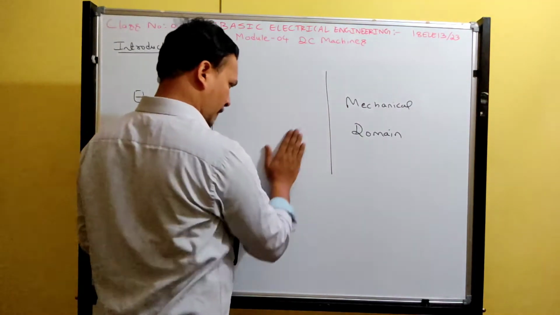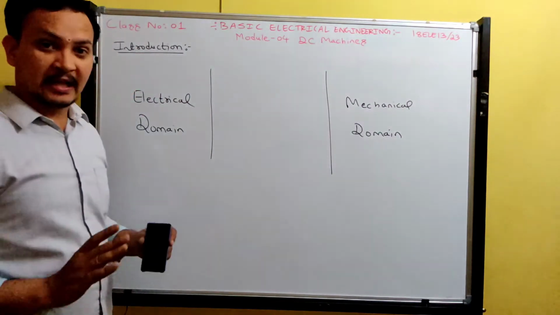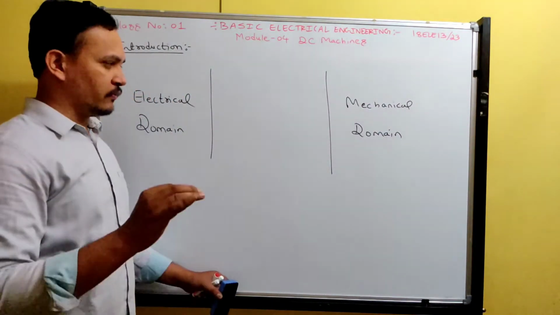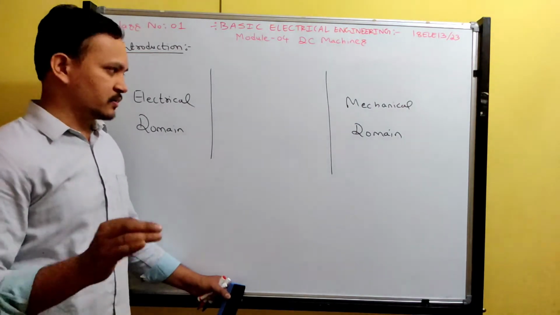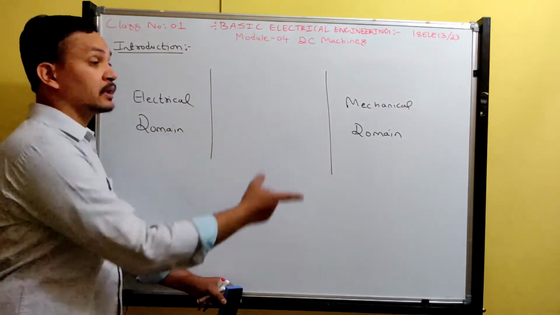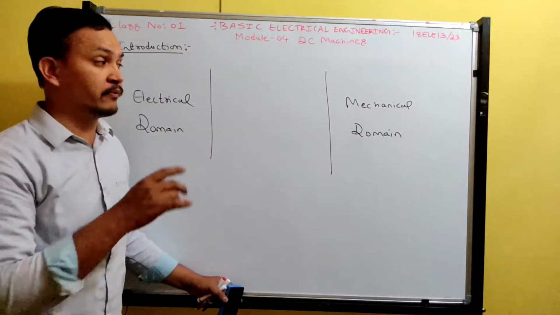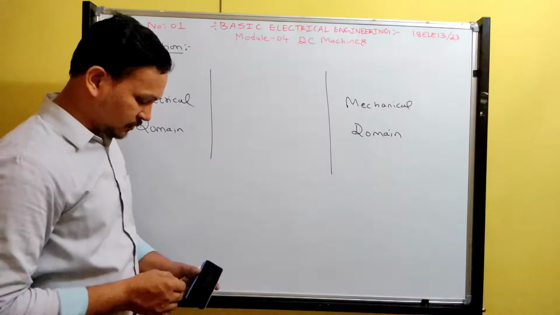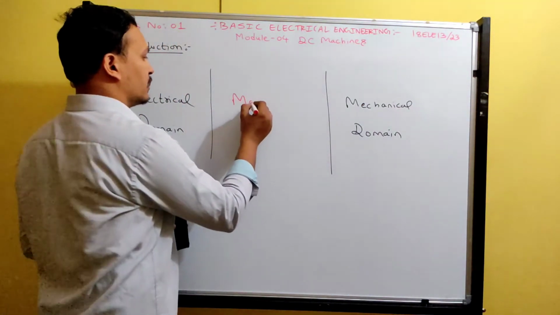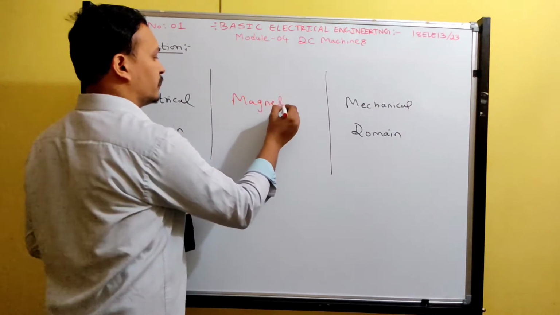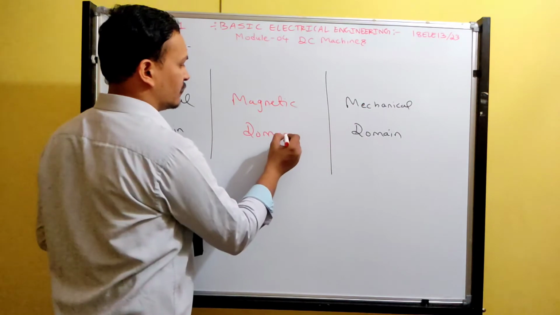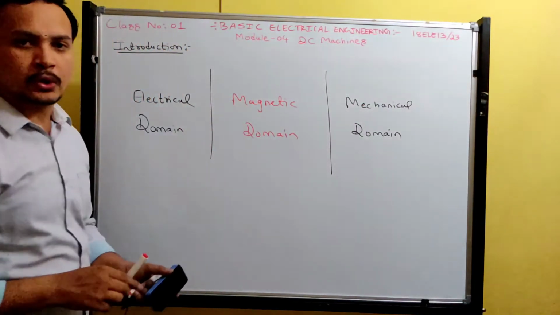See now, how will the energy conversion take place between these two domains? What is required for the energy conversion? How does the electrical domain get converted to the mechanical domain? What is required for that conversion? So what is that required? Very good, magnetic domain. Okay, so without a magnet we cannot have energy conversion. So the magnetic domain will be there between these two domains.